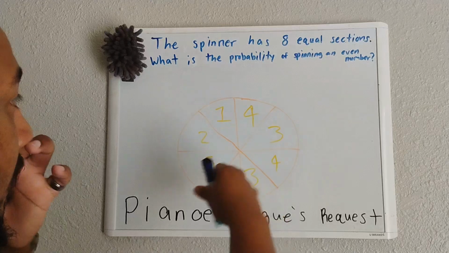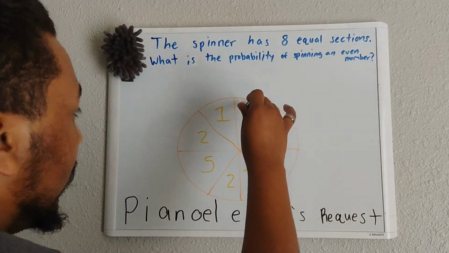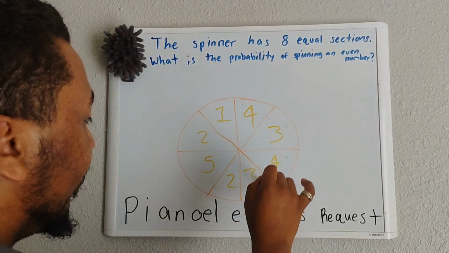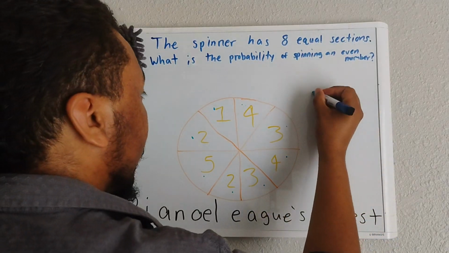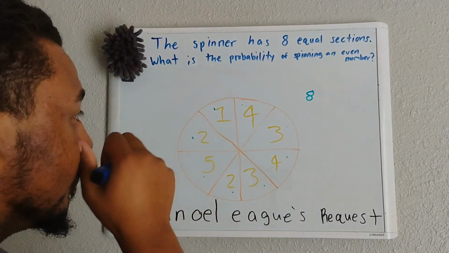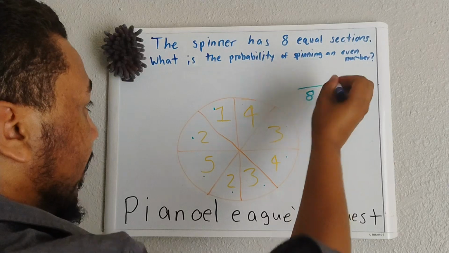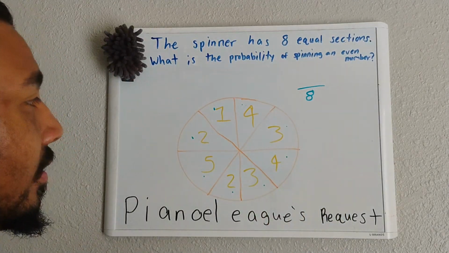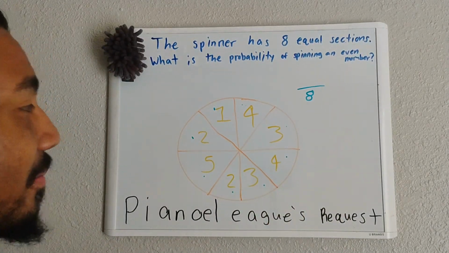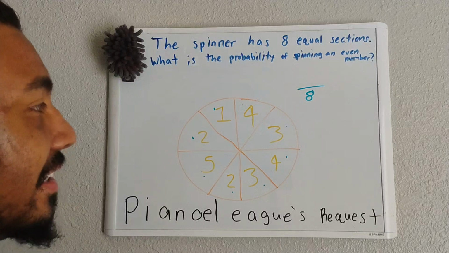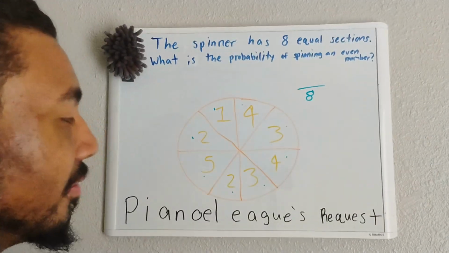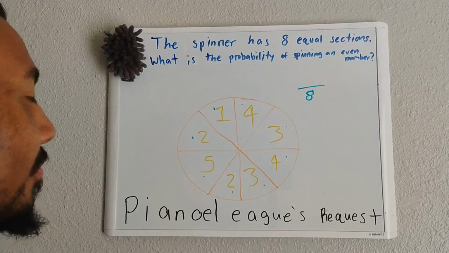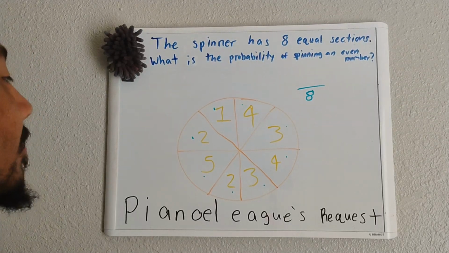So how many numbers are here in total anyway? 1, 2, 3, 4, 5, 6, 7, 8. So there's 8 numbers, as it says right there. And we're trying to figure out even numbers. What's an even number? Odd is 1, 3, 5, 7, 9. Even is 2, 4, 6, 8, 0. So it'll just keep going.